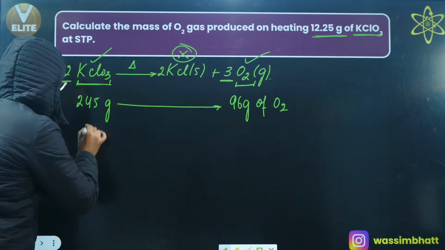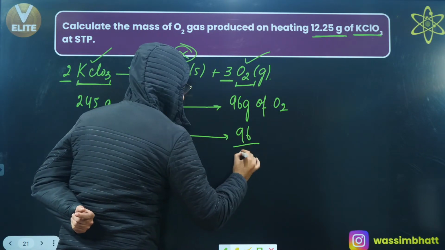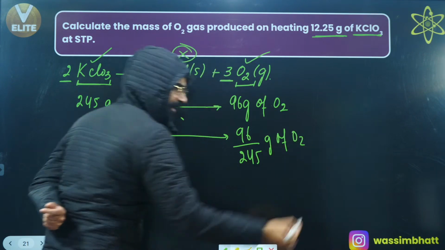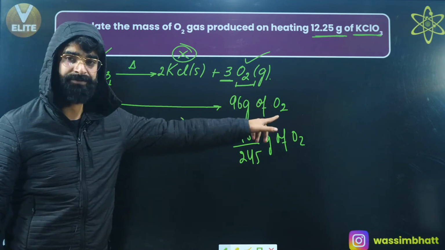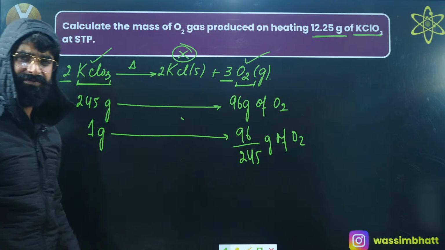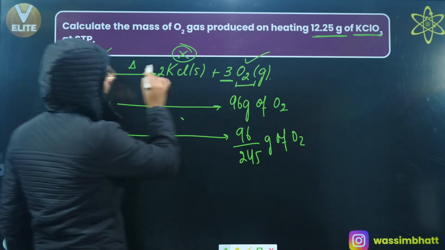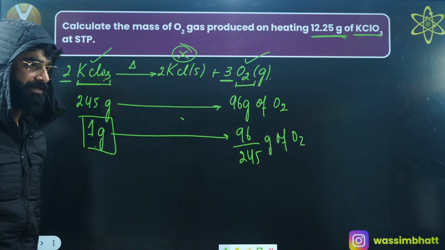Yes. Can I say 1 gram of KClO3 gives 96 divided by 245 grams of oxygen? Absolutely. 245 grams of KClO3 are giving me 96 grams of oxygen. So 1 gram of KClO3 gives me 96 divided by 245 grams of oxygen. Do I have only 1 gram of KClO3? No. We have got some 12.25 grams of KClO3.